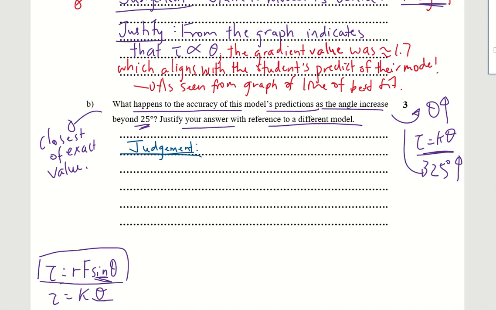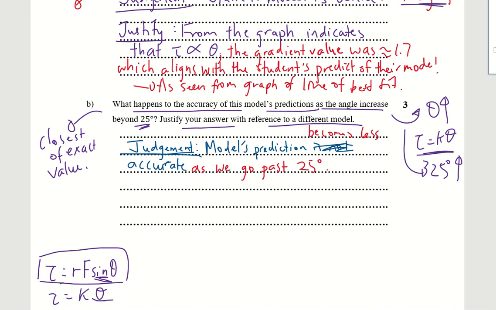So judgment: the model's prediction is not accurate, or instead of saying it's not accurate, it becomes less accurate. So the model's prediction becomes less accurate as we go past 25 degrees.